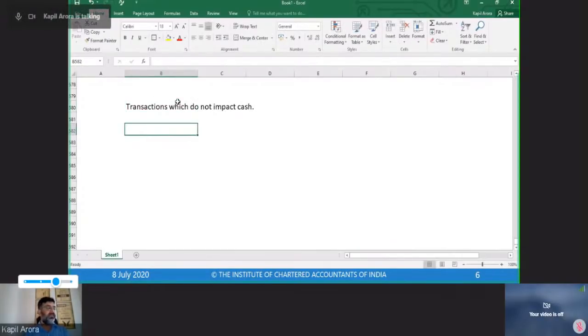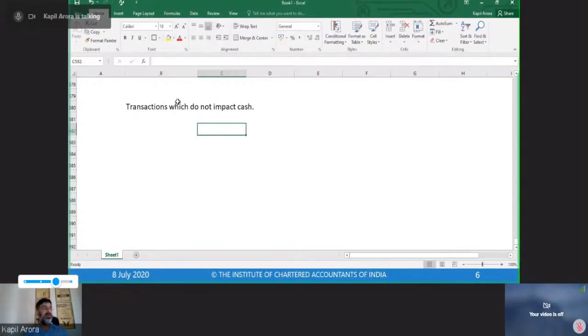Right? Request you to please answer quickly. What could be the transactions which never have any impact on the cash and should never be reported in the cash flow statement? Can anyone think about those transactions?